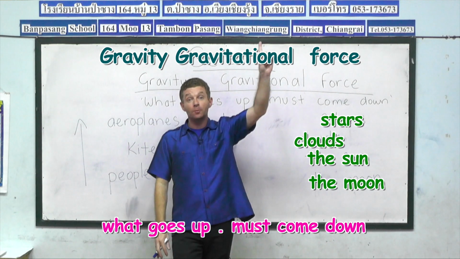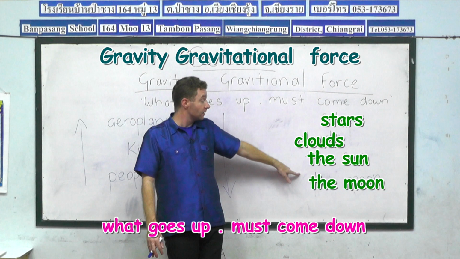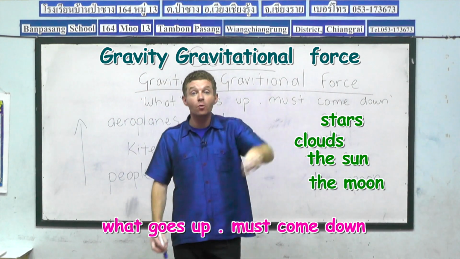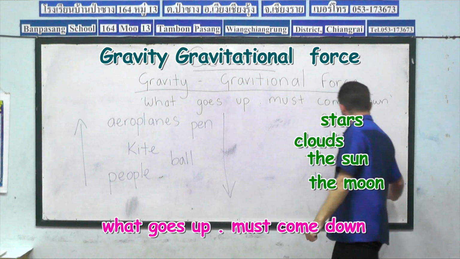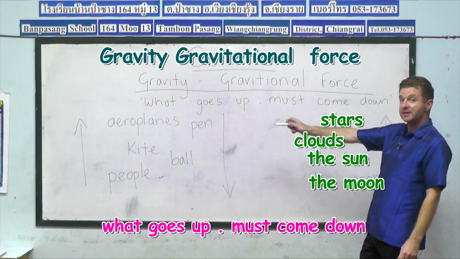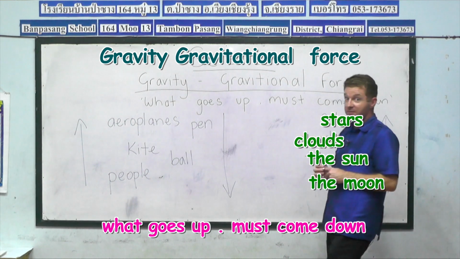When we go high up into the sky, for the stars, the sun, and the moon, and also the clouds, they go up, but they don't come back down. So here we can see that we have things that are controlled by gravity and other things that are not. So let's practice speaking first.